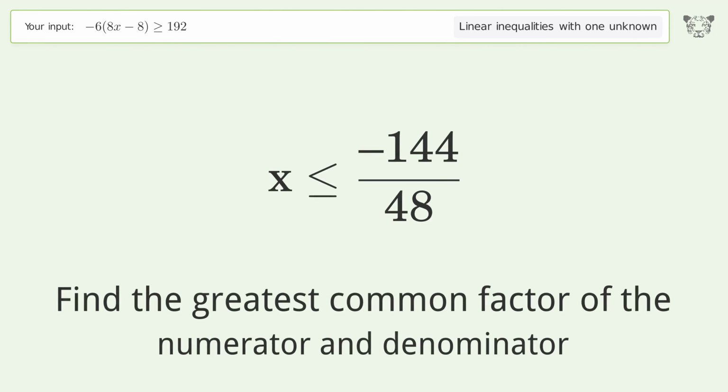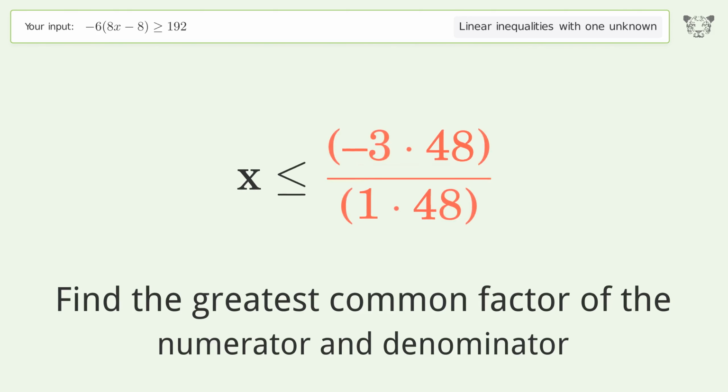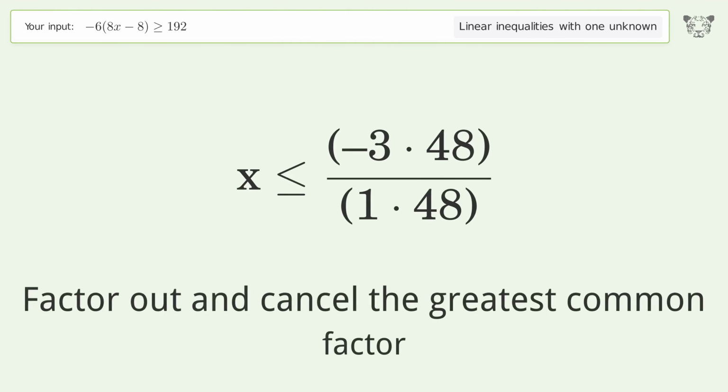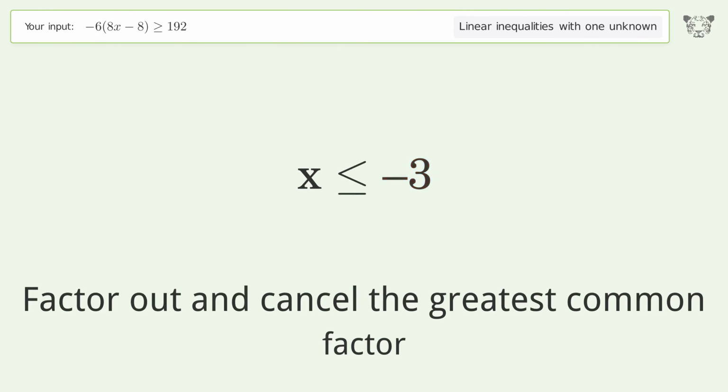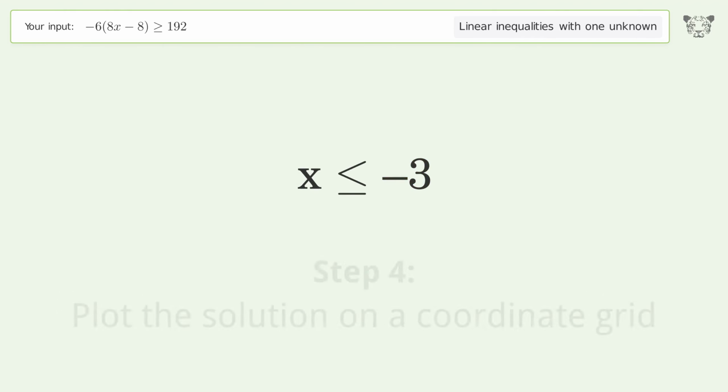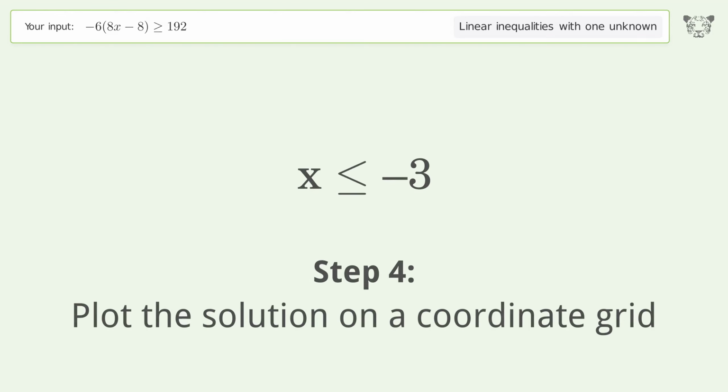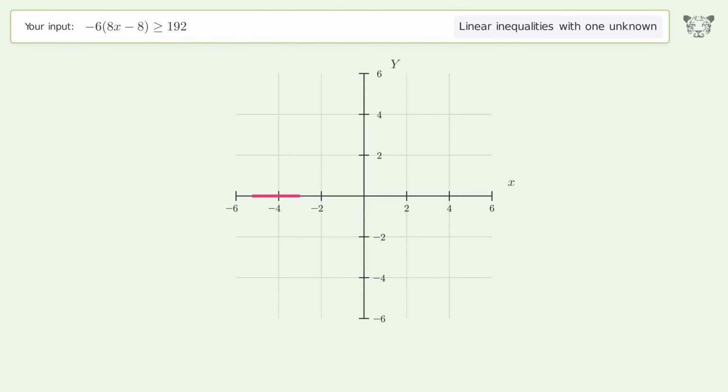Find the greatest common factor of the numerator and denominator. Factor out and cancel the greatest common factor. Plot the solution on a coordinate grid. And so the final result is x equal or smaller than -3.